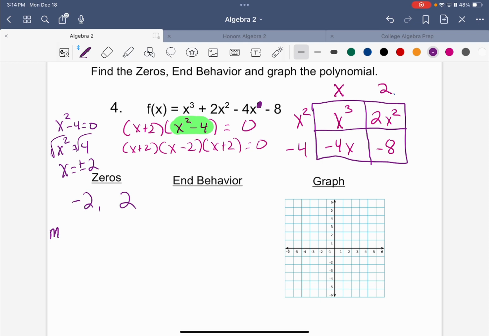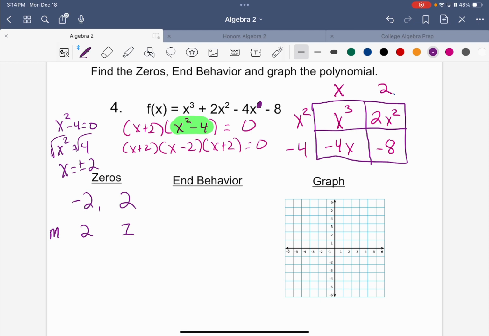Multiplicity. How many times does negative 2 happen? Negative 2 happens twice. Remember, when I say the multiplicity is negative 2, that's x plus 2 and x plus 2. So that happens twice. Common error in there would be to say it only happens once because I only see x minus 2 once. But remember, these are our zeros. 2 happens once.